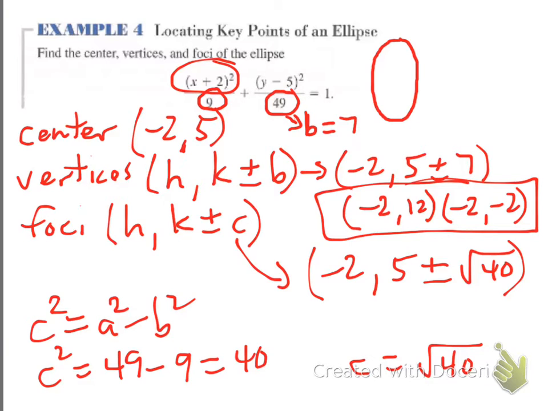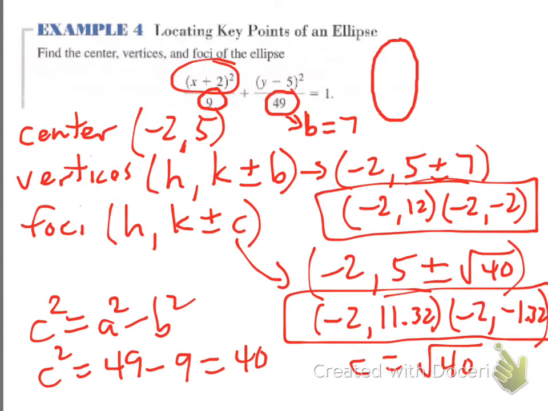Now, I really can't do anything with that, but if I were to take the square root of 40 and estimate, my two foci would be -2, 11.32, and -2, -1.32. I already worked this out before. So those would be my foci. All right, bottom line: how do I know if it's a tall ellipse or a long one? Look where the bigger number is on the bottom. That variable will tell you tall or long. And we'll do more practice problems with this.